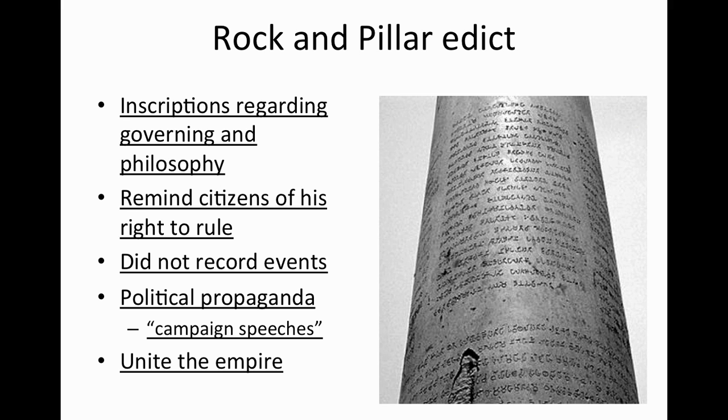Like the Hammurabi's Code. It was more about political propaganda, kind of modern day campaign speeches about how effective he was and his goals and his missions. Reminding citizens of his divine right to rule. More of it outlined his philosophies. It would be like Confucius putting his Analects in the middle of the city. Again, so less rules and regulations and more about political philosophy. But it did unite the empire, like any of these codes did.